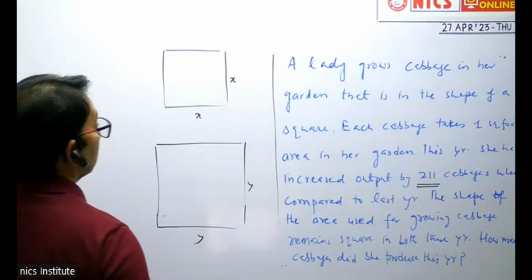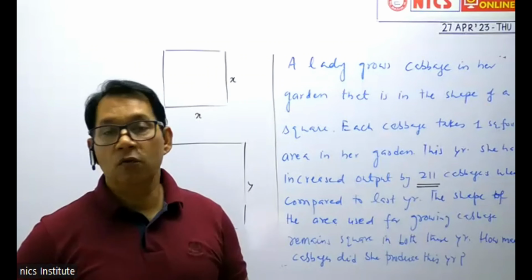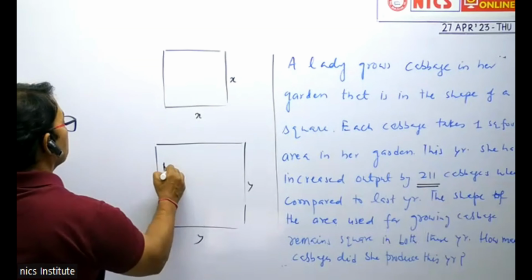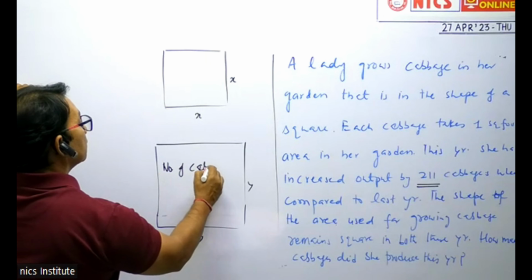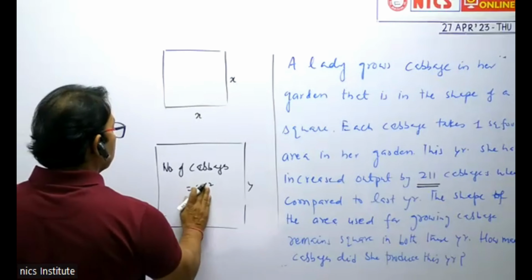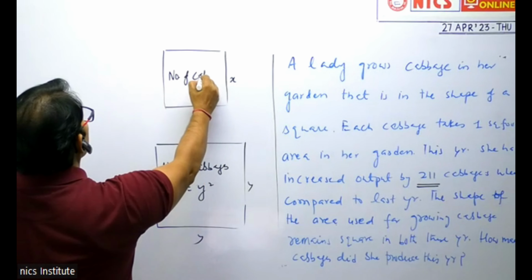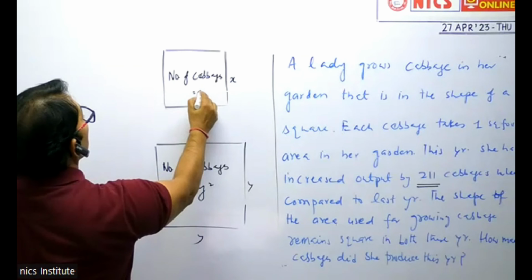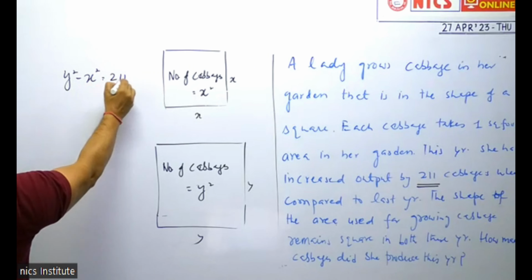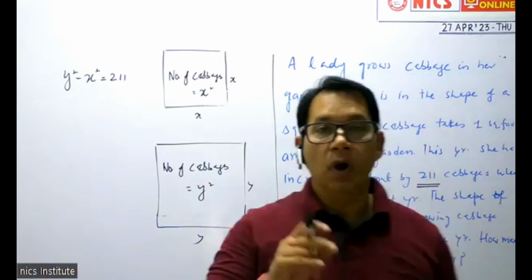Good question. For one cabbage, the area required is 1 square foot. That means the number of cabbages this year would be y square. Previous year, the number of cabbages would be x square. And the difference between the two has been given as 211. You basically have to solve this equation: y square minus x square is equal to 211.